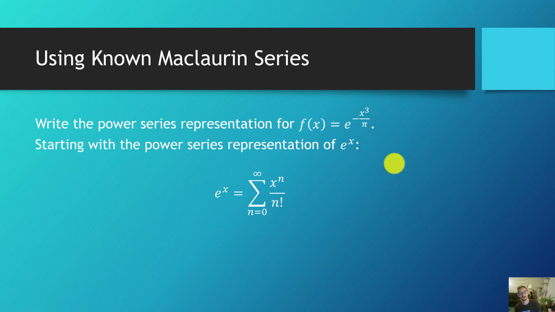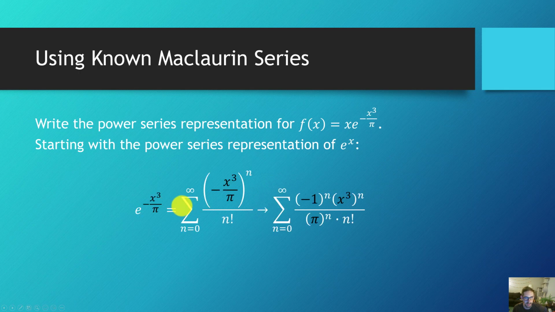over pi. So starting with the power series representation of e to the x, which will be given to you, we are again going to start with the substitution, replacing x with negative x cubed over pi. And this time we have 3 things to break apart. We have the negative, which we'll take out as a -1, the x cubed, and the pi. So we have a -1 to the n, the x cubed to the n, and a pi to the n, which I'm pushing to the bottom.